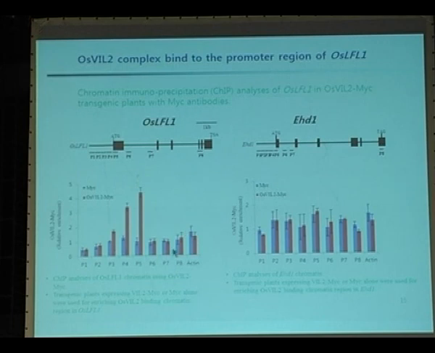These blue ones are just a control. So this supports that BIL2 actually binds to the promoter region. EHD1, as I told you, functions downstream of LFL1. We did the same thing, and you don't see the enrichment, supporting that BIL2 actually binds with LFL1.